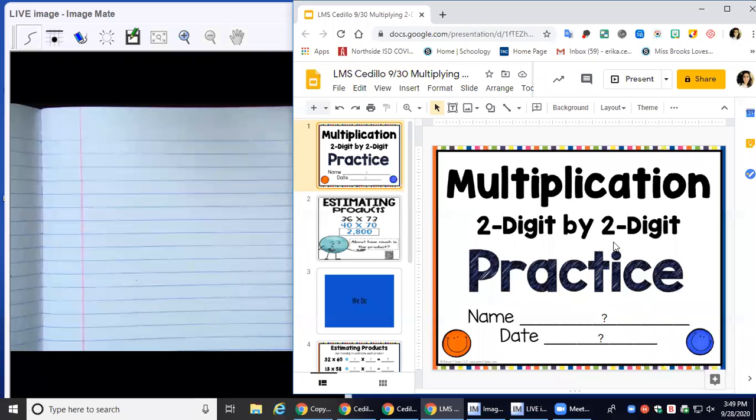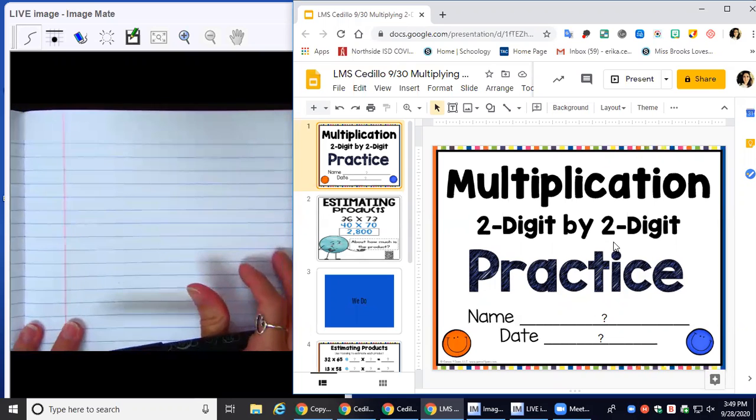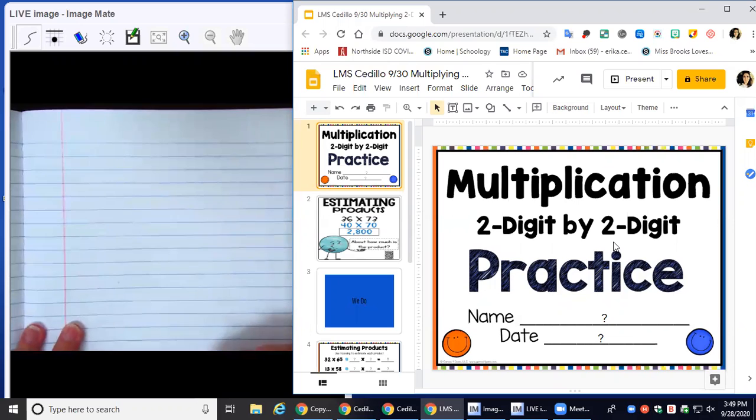Okay, class. So yesterday we started off with reviewing multiplication of two-digit by two-digit numbers, but we were multiplying by tens, right? And that's how we started off with our strategy. So real quick, just to recap, in case for some reason you did not view yesterday's lesson, even though you should have if you're completing today's.